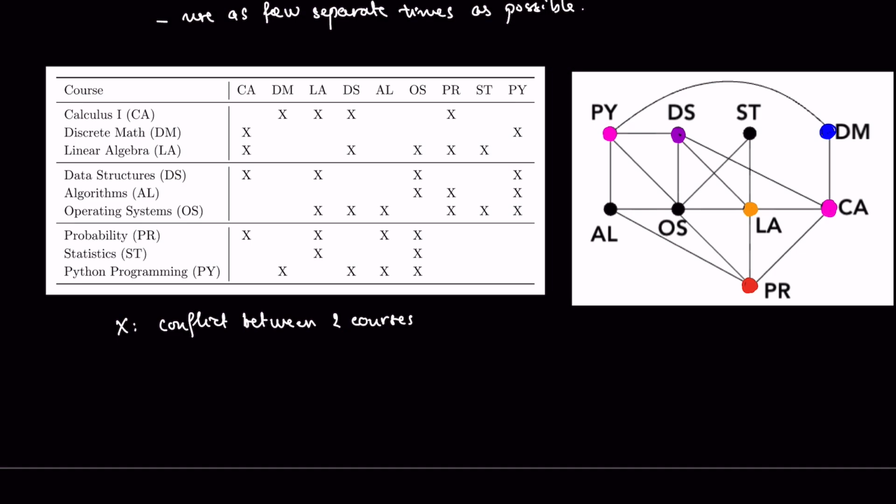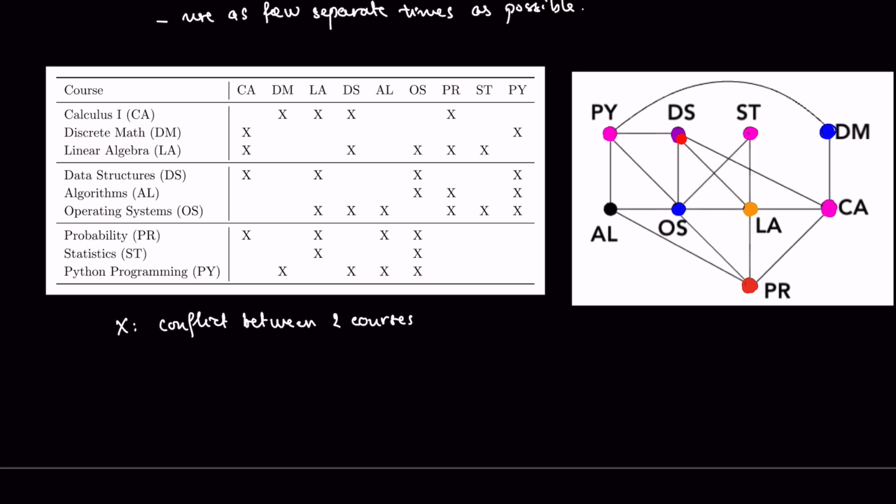We're going to move on to, let's say, ST. So ST should have a different color from LA, and a different color from OS. Let me use pink here as well because ST is not adjacent to PY or CA. Then I can use blue here for OS because I need a different color. Alright, so now I'm done with ST. I'm going to move on to LA. So LA is different from CA, different from ST, different from PR, and different from OS. So we're done with LA.